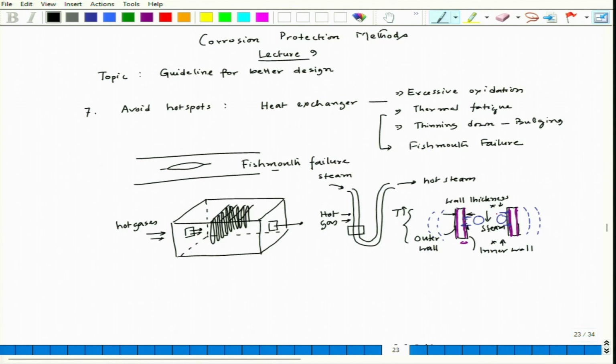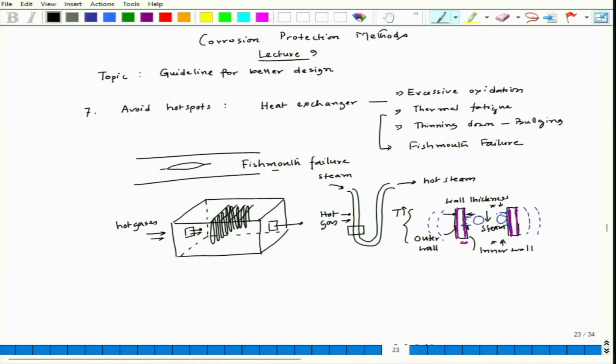So, when this fish mouth failure happens, there could be splinters, and those splinters can hit the side pipes also, and that way there could be a failure from one end to the other end. And once there is a failure, of course, your heat transfer process will be hindered. In fact, sometimes the blast can be so severe that it can also hit the walls of that chamber, and there could be damage to the refractory lining.